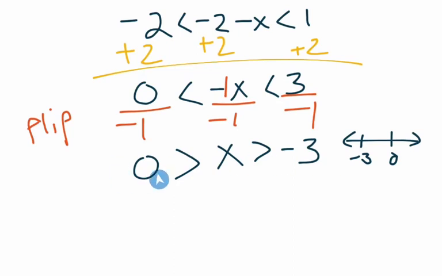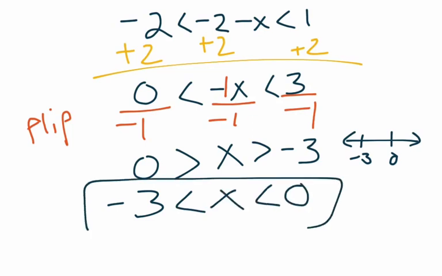So we've got 0 is greater than x is greater than negative 3. If you were to read it this way, you have negative 3 is less than x is less than 0, which is just a more comfortable way to write it. It just matches up with the number line. It's not more correct, but it's just more comfortable to read.